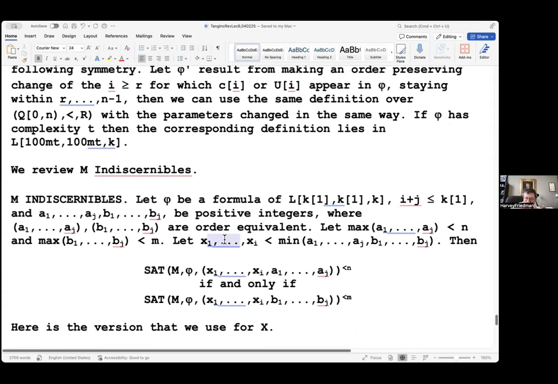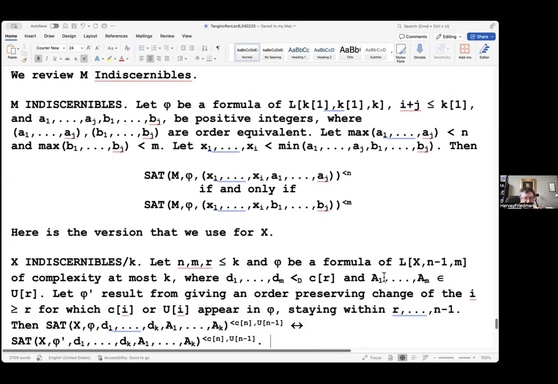So reviewing the M indiscernibles, this is M indiscernibility that we're assuming right at the beginning of today's talk for M. If you remember, the indiscernibles are these numbers, A1 through AJ and B1 through BJ. We're assuming that they're order equivalent positive integers, and we have parameters below these things. These are rational parameters. Then we can make these statements and use less than n and less than m. And here's the version we use for X.